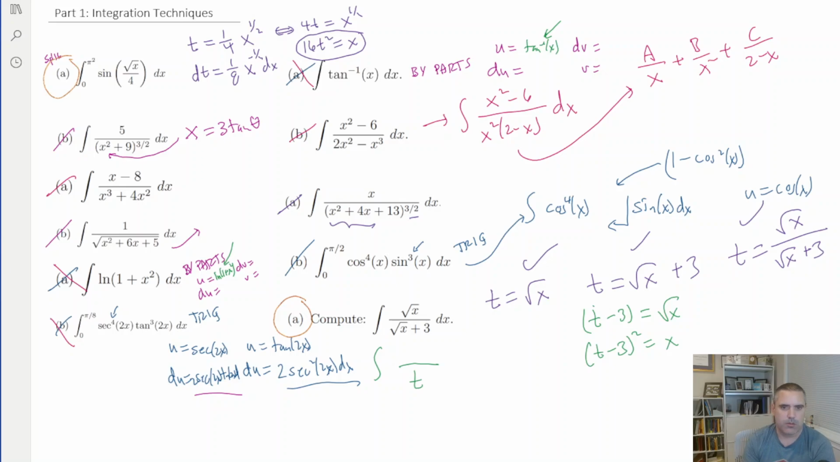I can replace the square root with t minus 3. I can take the derivative of this. dt is dx. Oh, I'm going too far here. Is that the fastest way?